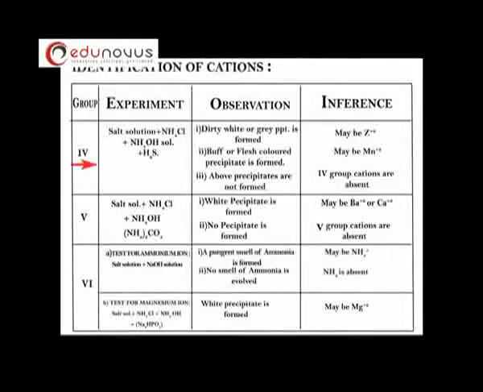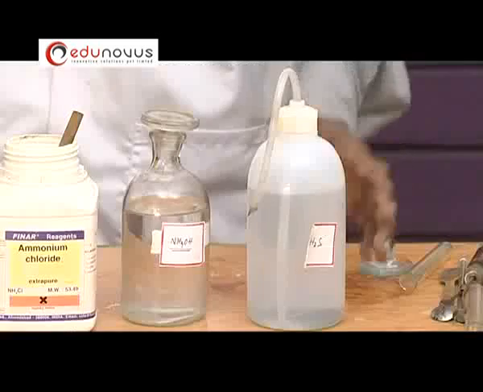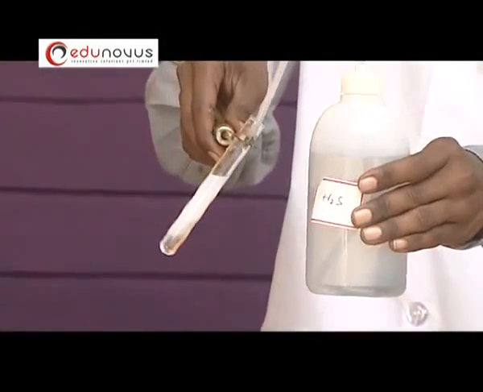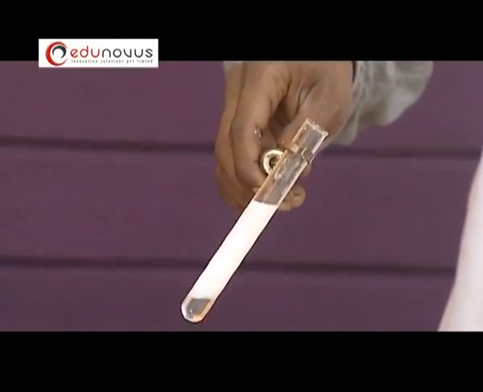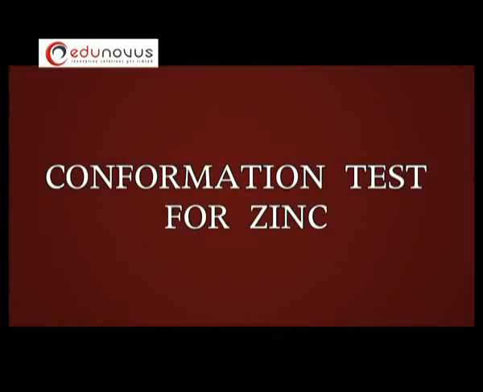Now, fourth group test. Salt solution plus ammonium chloride plus ammonium hydroxide solution plus hydrogen sulfide gas. To the previous test tube, we add hydrogen sulfide gas. We observe that a dirty white precipitate is formed. Therefore, we can infer that it may be a fourth group cation, that is zinc ion.